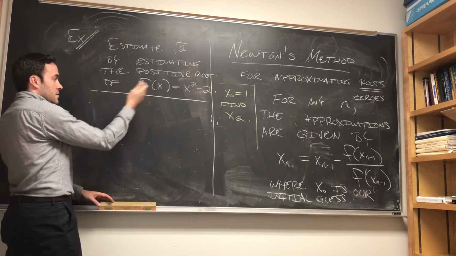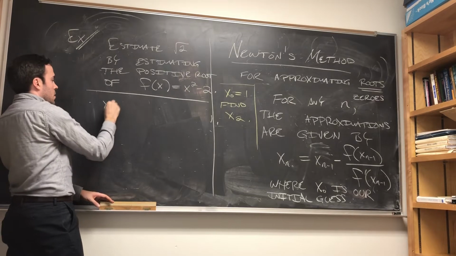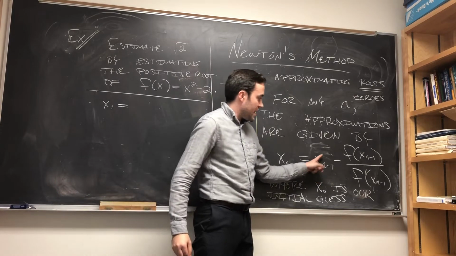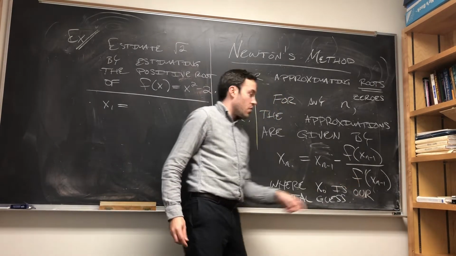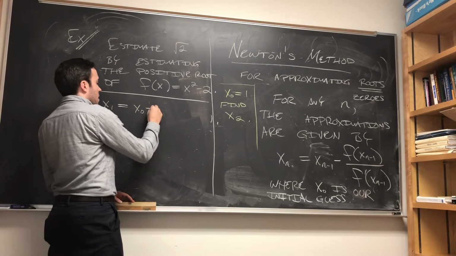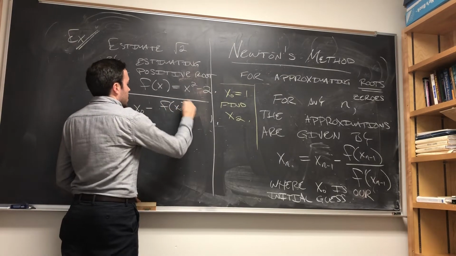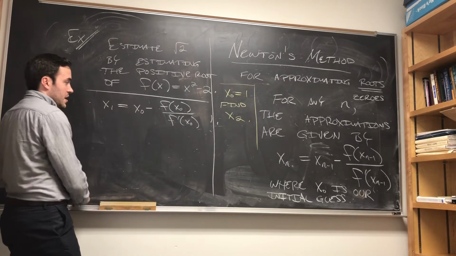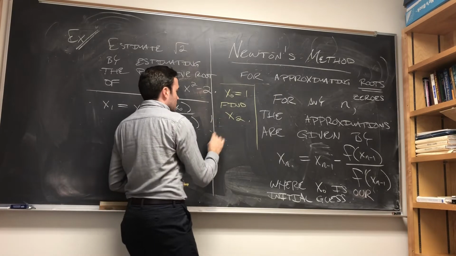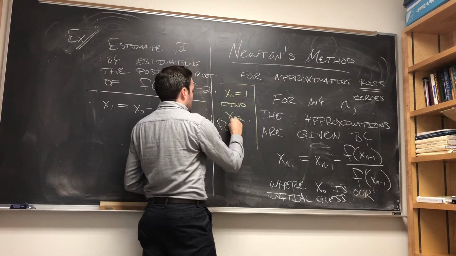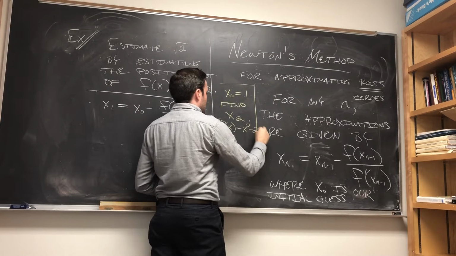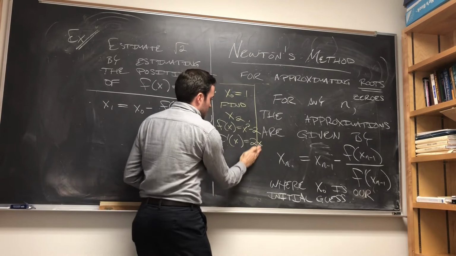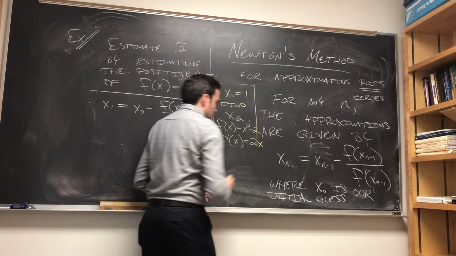I want x naught is 1, and so x1, just following the formula here, is calculated in terms of x naught, which I'm going to plug into this formula. That's x naught minus f of x naught over f prime of x naught. One thing I'm going to keep off to the side here because I'm going to use it repeatedly: f of x is x squared minus 2, and f prime of x is 2x.